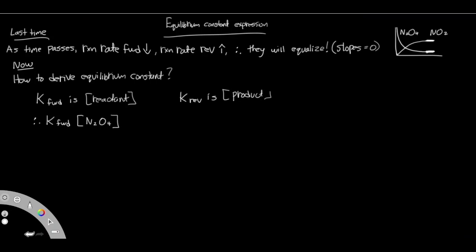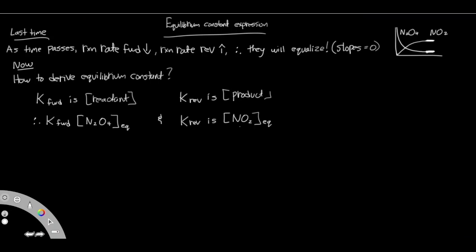Now I'm also going to be putting an EQ here. This stands for the equilibrium. So that is for this realm. I'm also going to do the same thing for this realm, K reverse, and this is going to be for the product in question, which is NO2. And I'm also going to put an EQ because right now we're at equilibrium. We're trying to always derive an equilibrium constant value when they are at equilibrium. The reactants and the products must be at equilibrium first.